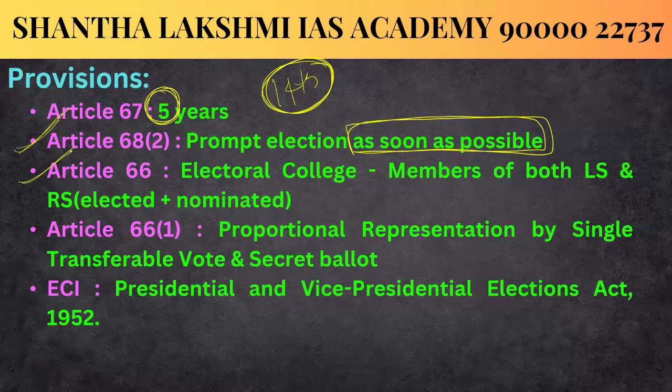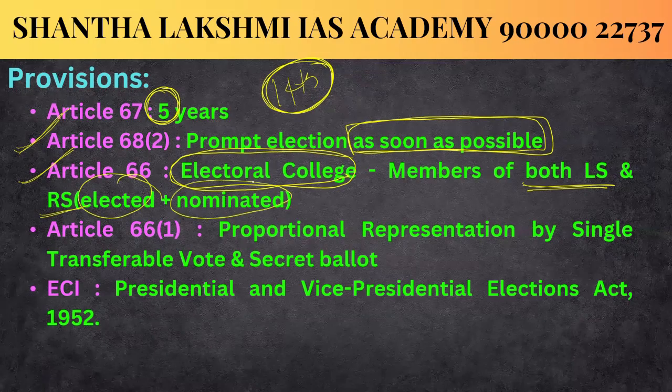Article 66 tells us about the Electoral College for this election, which includes the members of both Lok Sabha and Rajya Sabha. All the members, elected as well as nominated members of both houses of Parliament, are included. Article 66 Clause 1 says that this election will be held with proportional representation by single transferable vote, and that too in a secret ballot.